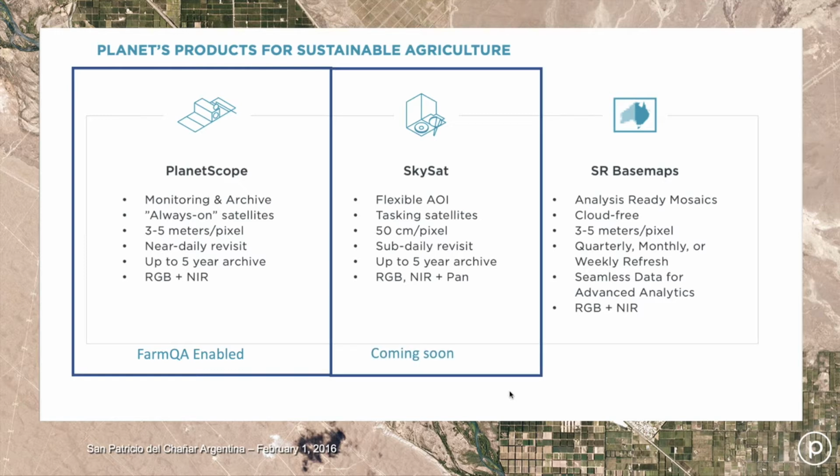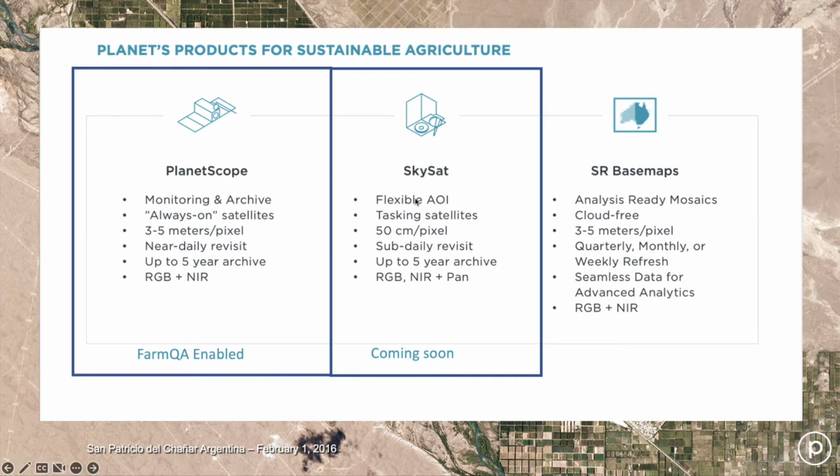The SkySat, that's what they're calling their 50 centimeter high resolution hardware. That is coming soon. So if you came to FarmQA today, you can bring in those images manually. We're working to seamlessly integrate this particular product into FarmQA in the future. And one caveat with the SkySat, that would be tasked, meaning that the PlanetScope on the left, this is capturing the entire globe daily.